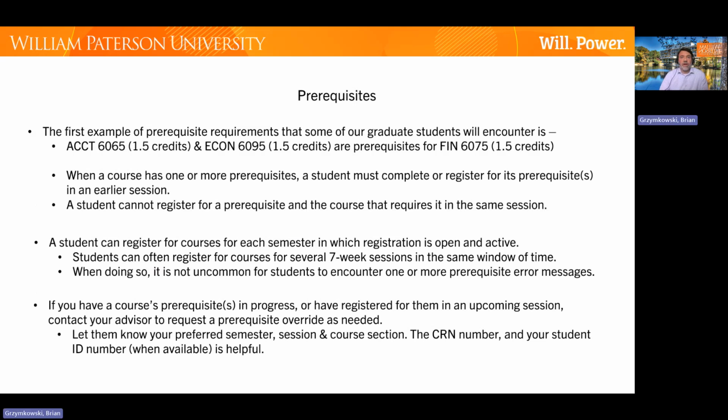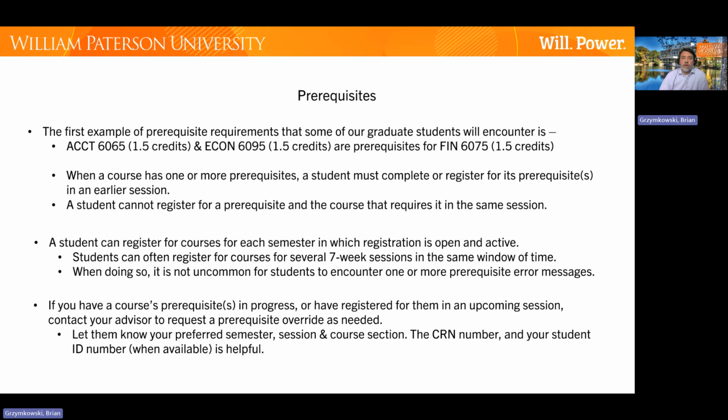First example that many, but not all of our grad students will encounter for prerequisites is that 2 of our foundation courses are required as a prerequisite for another one of our foundation courses. So Accounting 6065 and Econ 6095 are required prerequisites for Fin 6075. So when you're going through and you're registering for courses, you'll see it's fairly common for your advisor to recommend Accounting 6065 and Econ 6095 first, if those are courses that you need to complete as a part of your program. That's to ensure that you're able to register for Fin 6075 without an issue and don't encounter a prerequisite issue further down the line.